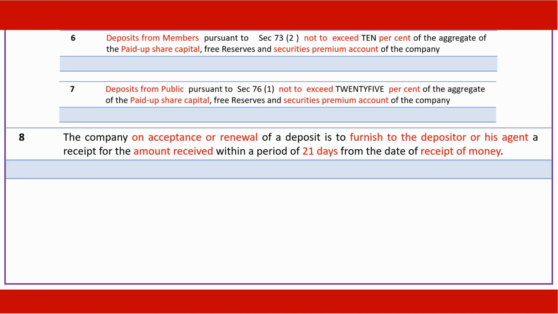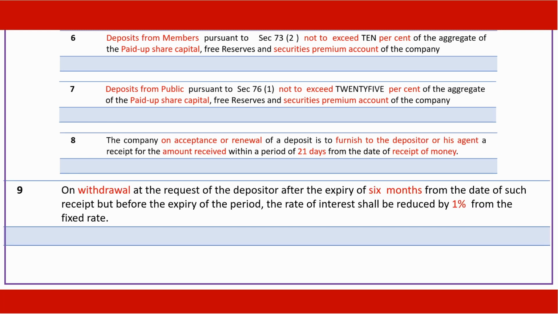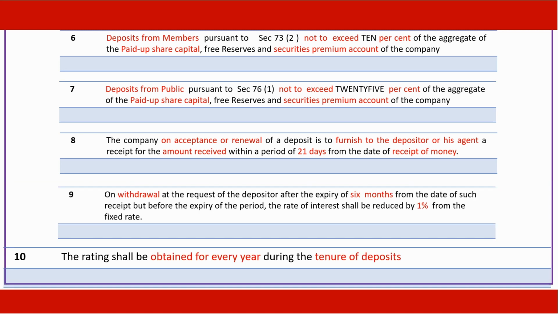The company on acceptance or renewal of deposit has to issue a deposit receipt to the depositor or his agent within a period of 21 days for the amount received. Whenever there is a premature withdrawal at the request of the depositor after the expiry of 6 months from the date of such receipt but before the expiry of its regular period, company can reduce the rate of interest. It is not can, it is shall. Company shall, it is mandatory to reduce the rate of interest by 1% from the fixed rate. Whatever rating the company obtains, it has to obtain every year during the currency of the deposit.